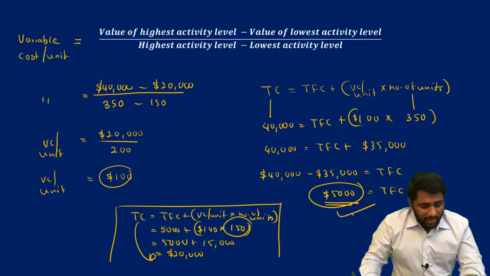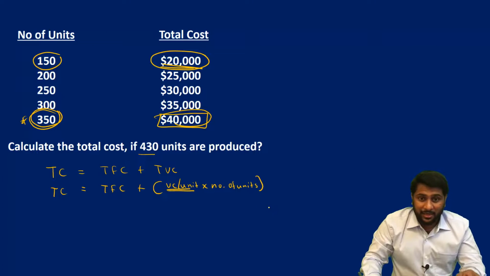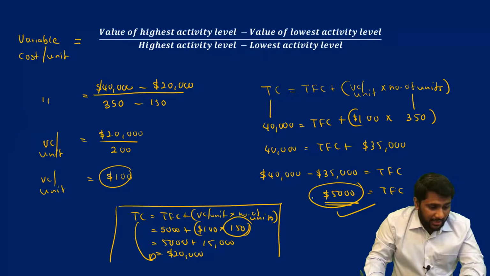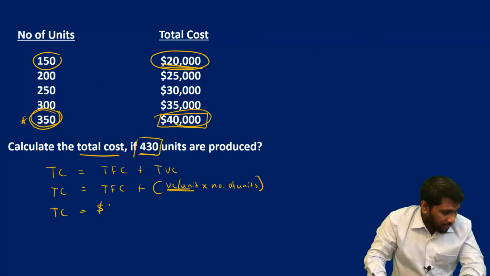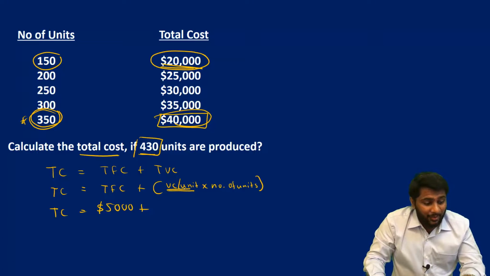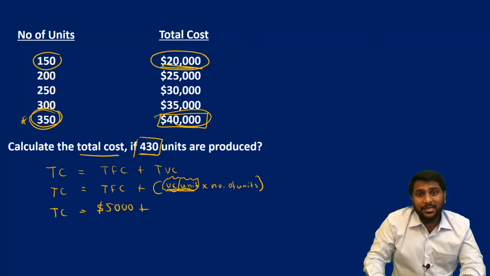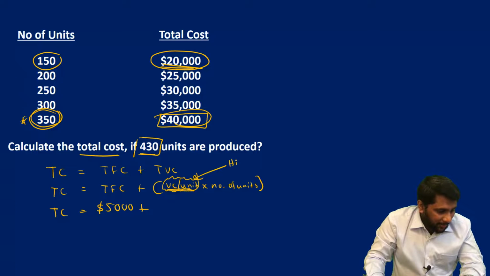Okay. Now we have to calculate, that's not the real question. The real question is to calculate the total cost if we produce 430 units. So I have to calculate the total cost. You have to take the total fixed cost. We calculated it. It is $5,000. Total fixed cost is $5,000 plus the variable cost per unit we calculated. This is the important part of this particular video, how to calculate the variable cost. So how did we calculate this variable cost per unit? Using the high-low method only we calculated.